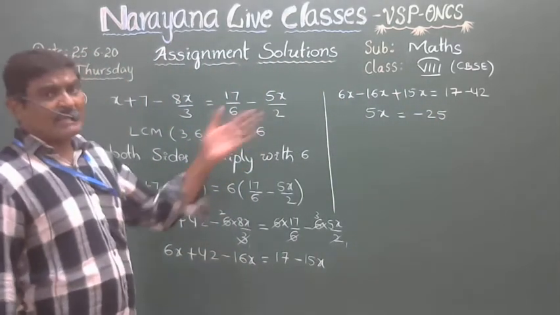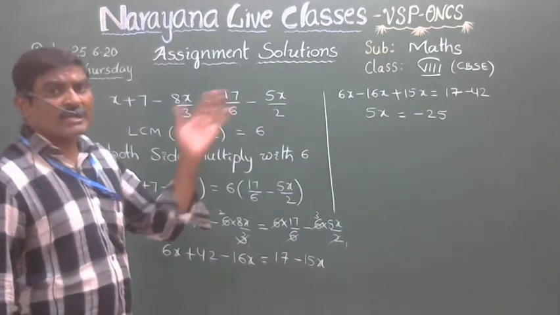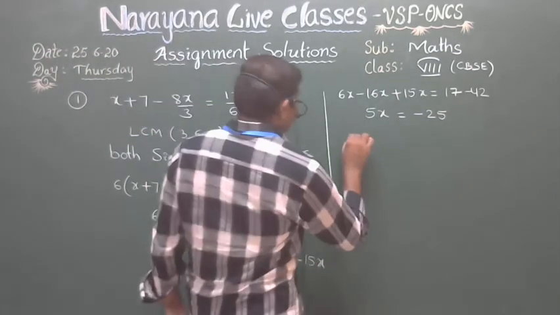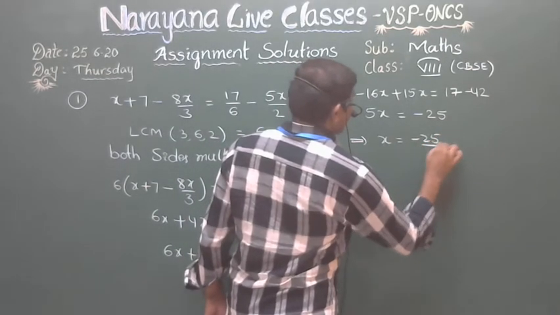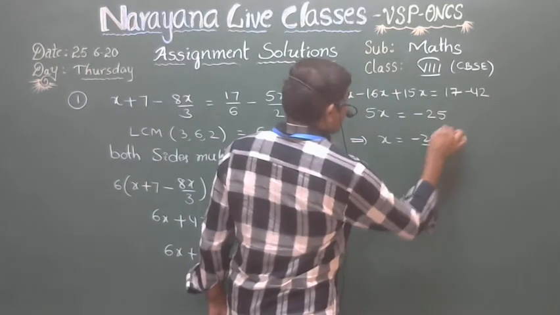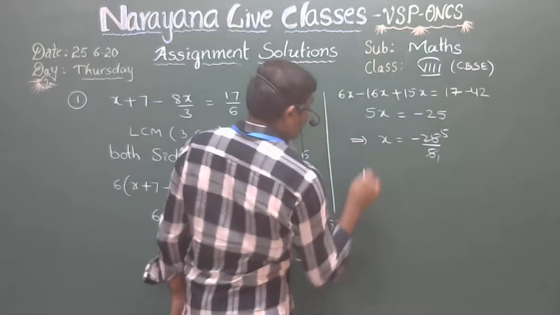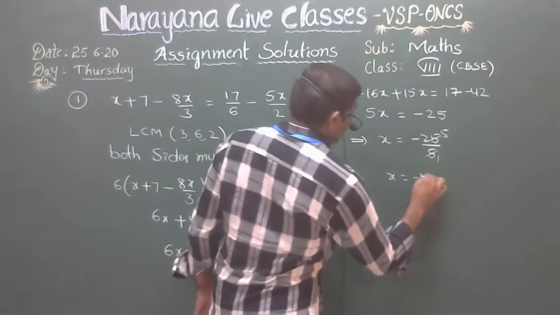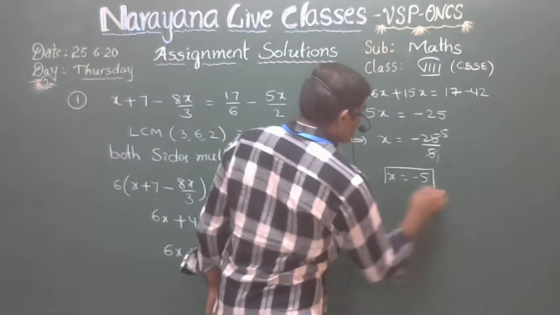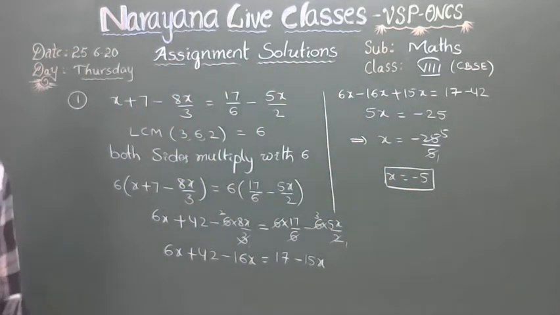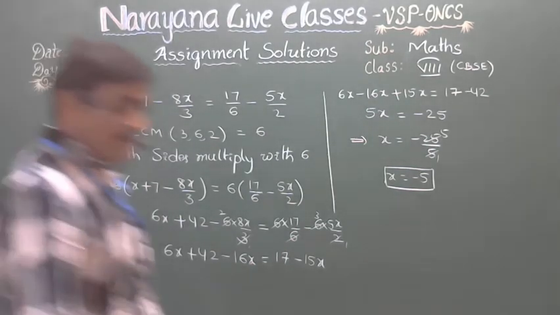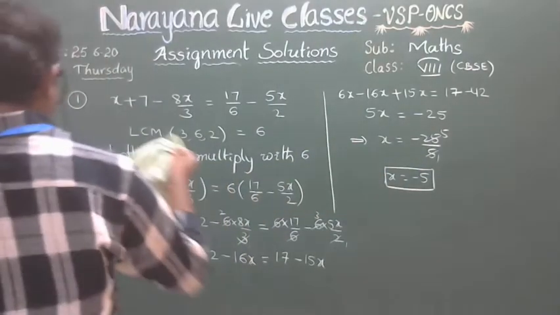Now 5 is multiplied with x. After transforming to the right side it should be divided. Then x is equal to minus 25 by 5. So 5 1s are 5, 5 5s are 25. Therefore x is equal to minus 5 is the solution of the given equation. This is the first question. Now let me explain the second one.